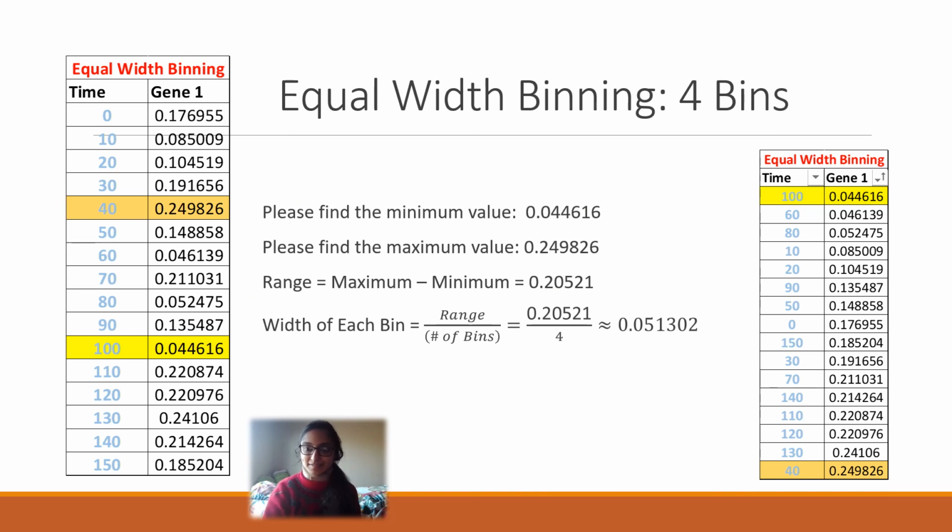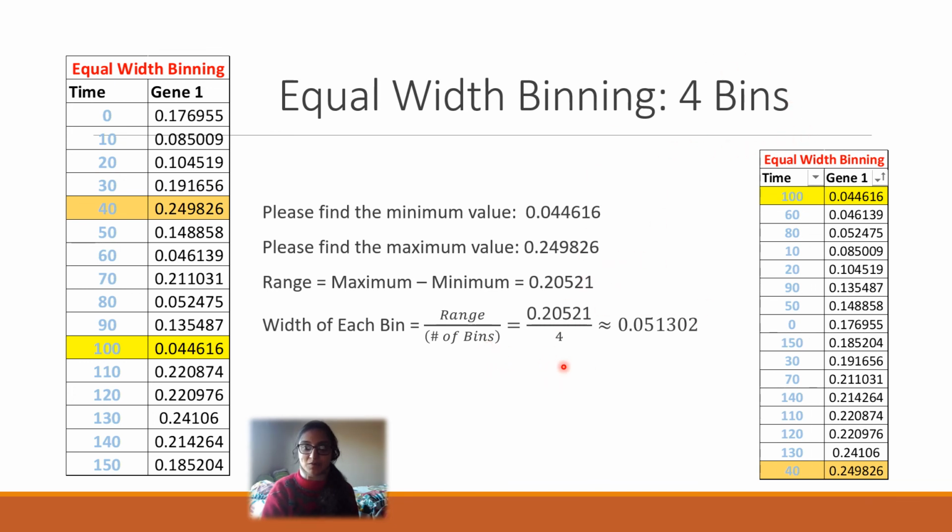So here for this equal width binning, we want to have these 4 bins. Again, what we do is we sort these values. Right now they're sorted by time from 0 all the way to 150, so we can sort them by value from minimum to maximum. We get the minimum, which is 0.044616 for gene 1, and the maximum for gene 1, which is 0.249826, and we have our range, and this is a number of bins.